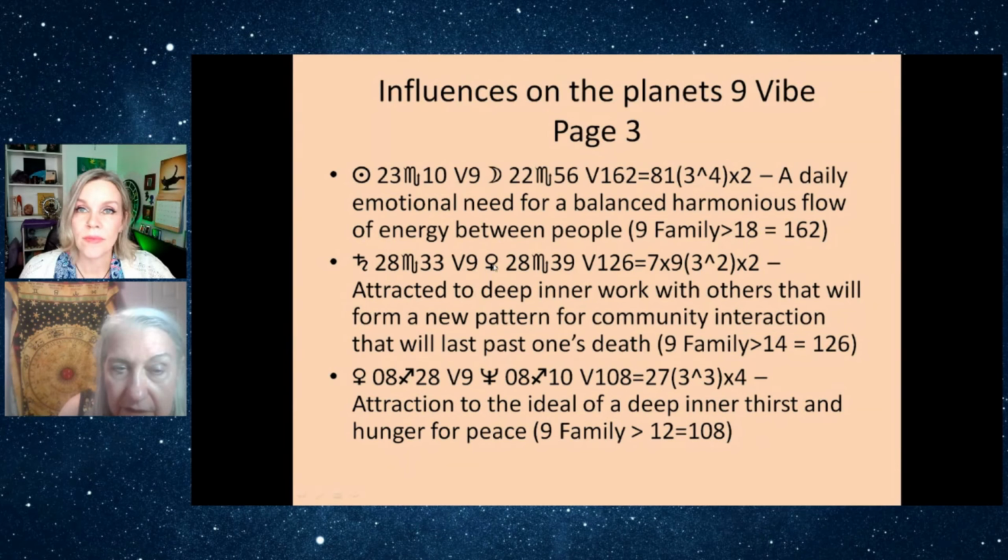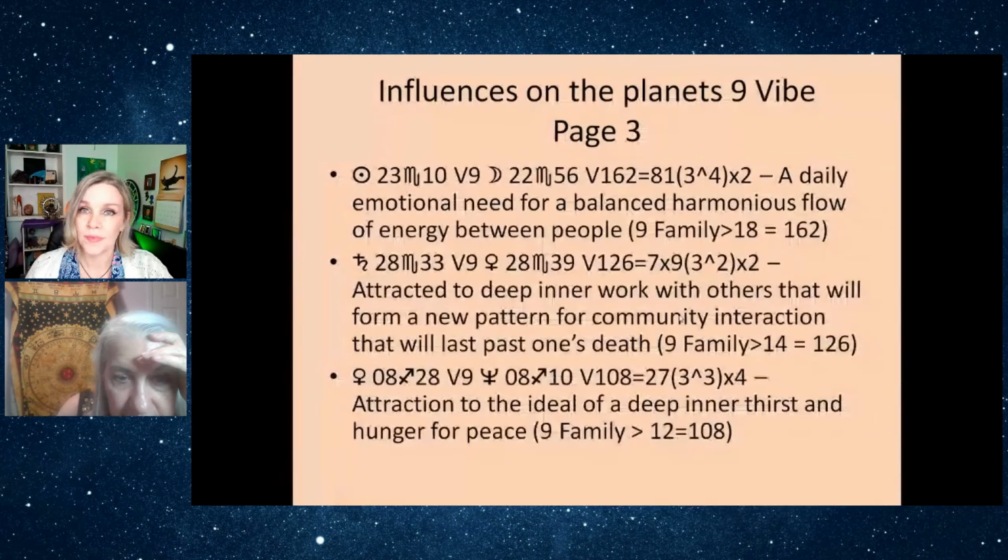Now, the Saturn Venus, the beauty that lasts past death. Well, this is in 126. Well, this is 9 times 14. So there's a 14 in here. Deep inner work with others that will form a new pattern for community interaction that will last past one's death. Saturn, Venus, attracted to this deep inner work. That's the Venus providing the attraction here.